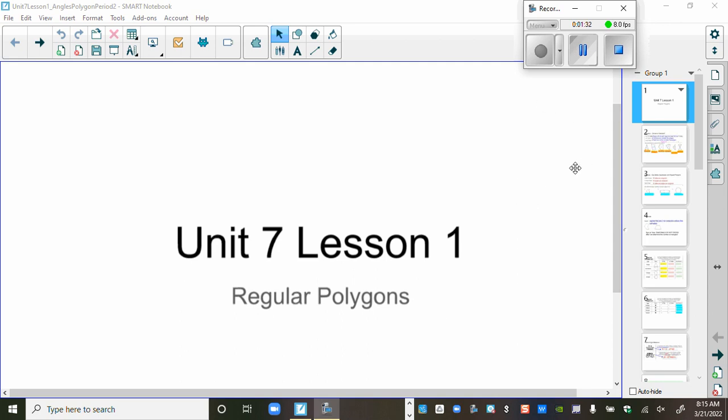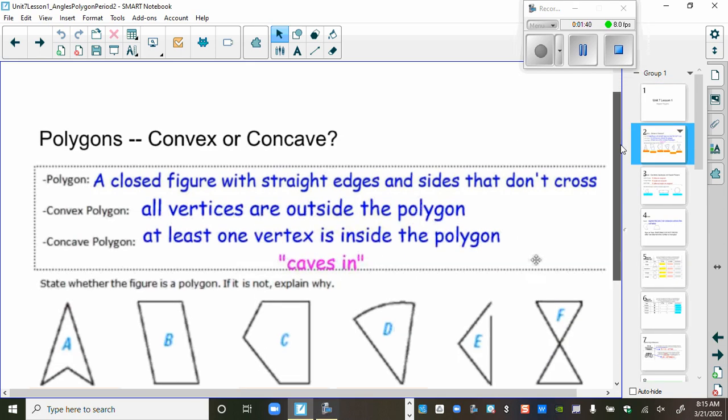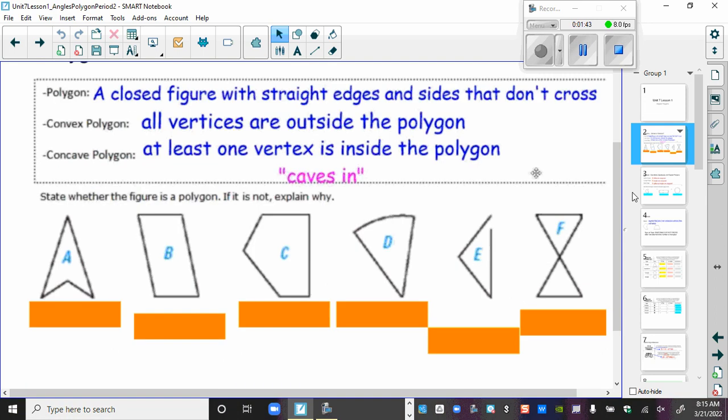All right. So new unit, let's begin. Regular polygons. Now, we do have a couple questions about polygons. First off, well, you have definitions. Polygon: closed figure, straight edges, none of the sides cross. And then there are 2 types of polygons. Convex, all the vertices turn outside, but they're not turning inward. Whereas a concave, you have at least one vertex turning inside towards the center of the polygon.